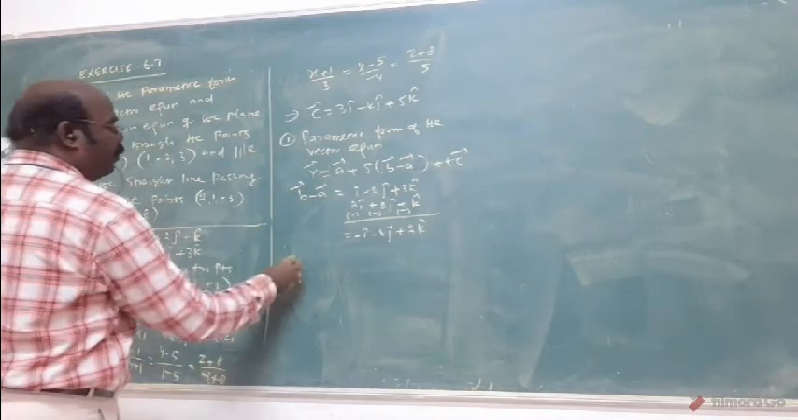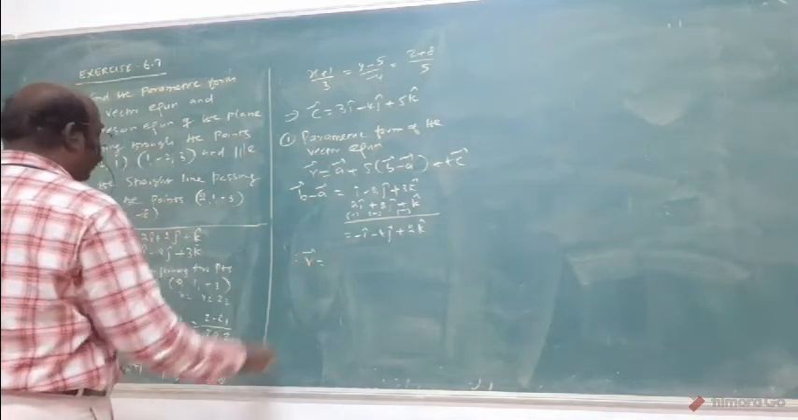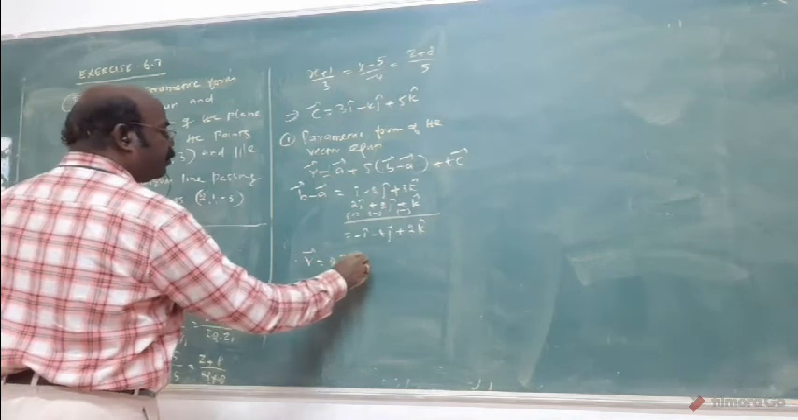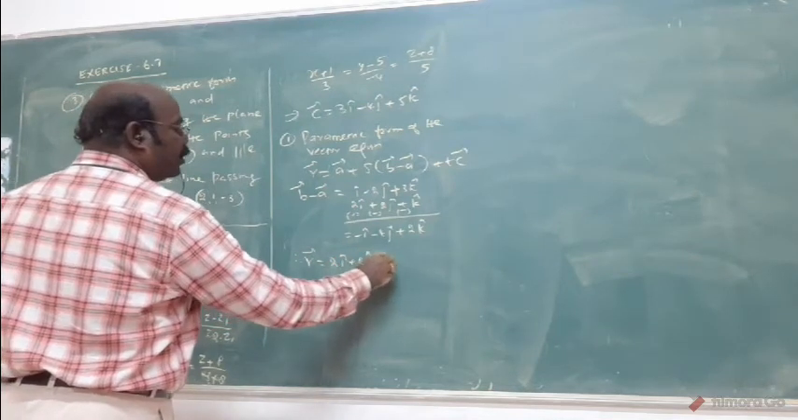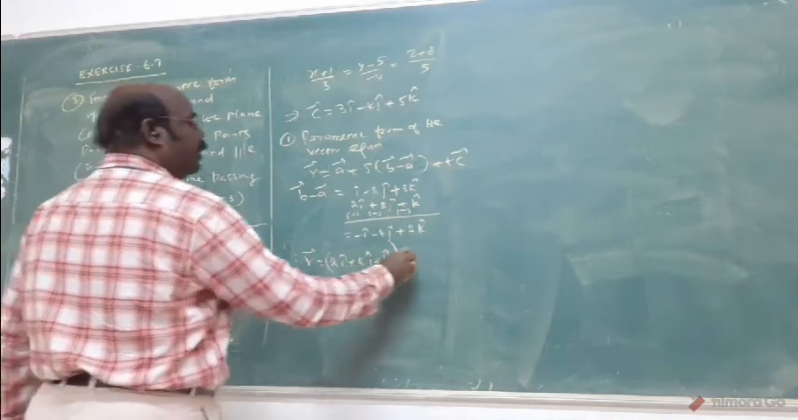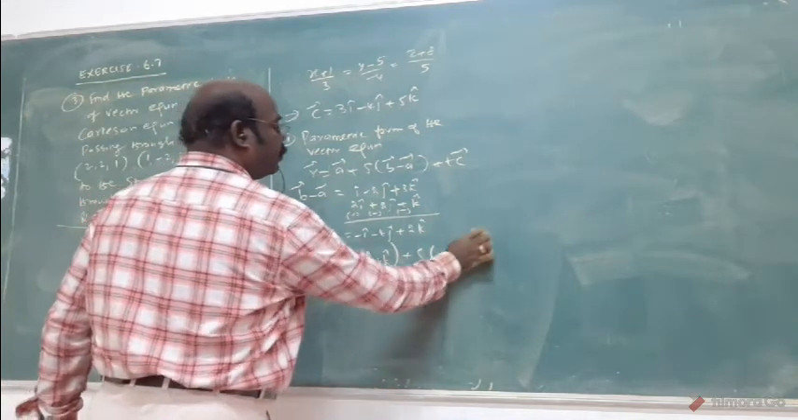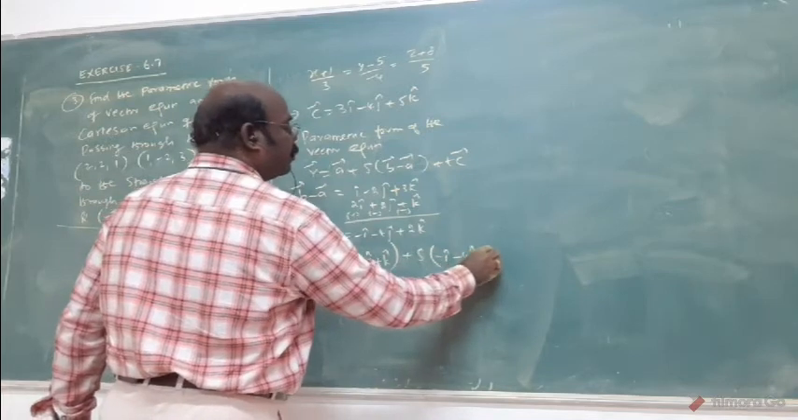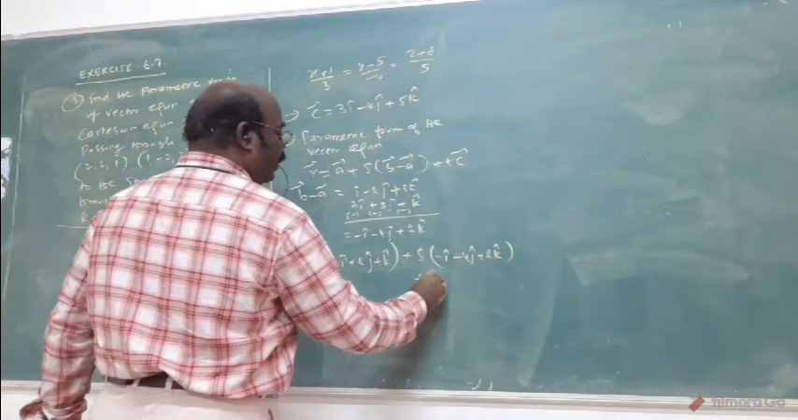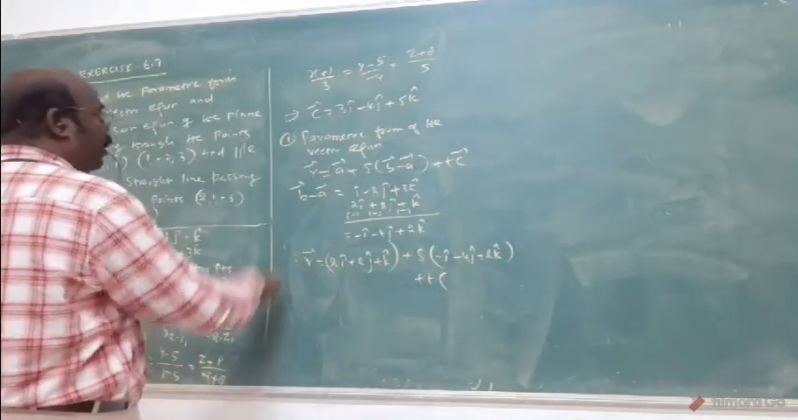Substitute the vectors. Therefore, R vector equal to A vector plus S into B minus A, no? Plus T into C vector, already calculated.